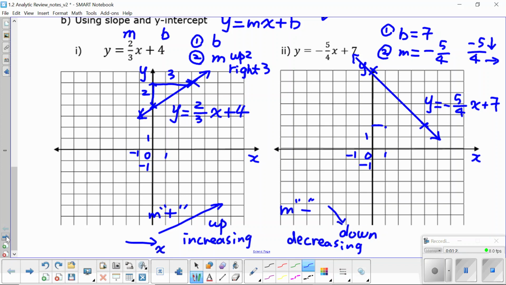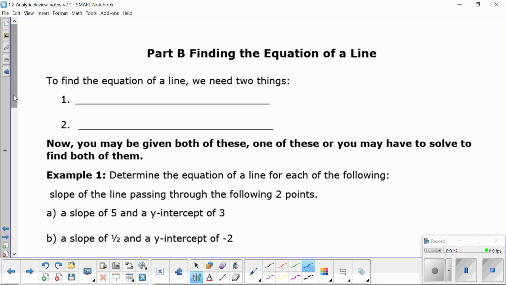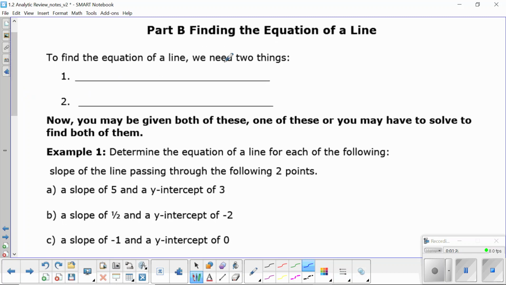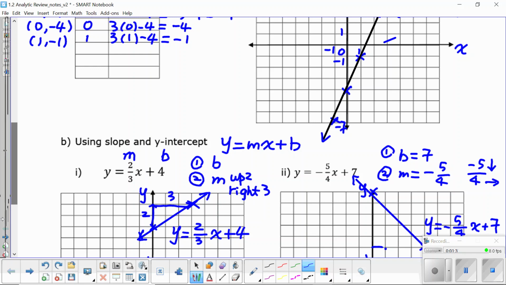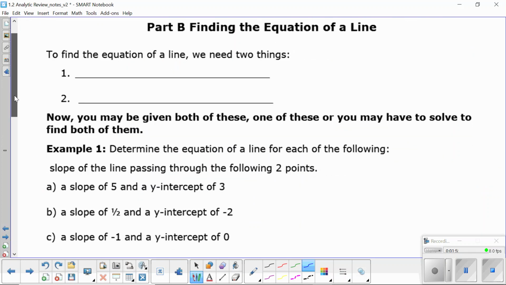Now we are going to see the next page. Part B is how we can find the equation of the line. On the last page we had the equation, and from the equation we could graph a line. So why is the equation important? Because from the equation, for a given x value you can find a y value. So you could predict future properties if we know an equation.